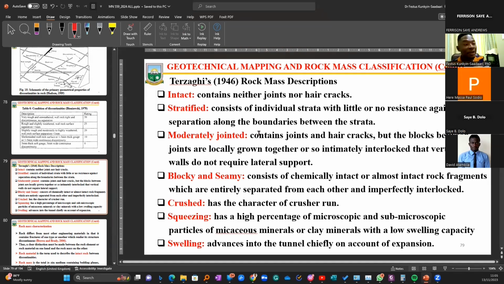For example, you get there and tell me that the rock is intact because it contains neither joints nor hair cracks. Another person gets there and says, no, I could see some stratified layers there, so I can say the rock is stratified. But remember that one particular rock surface you are looking at may have all of these. So what do I do? And so, although he was the godfather, his principle didn't hold water. People could not use it the way it's supposed to.